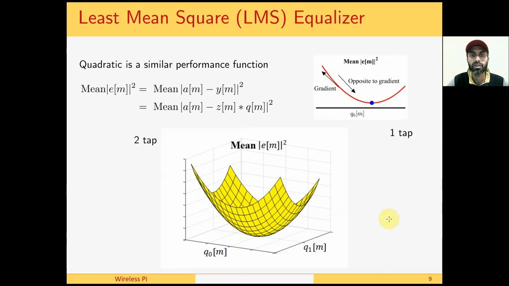Similarly, a quadratic function is a very similar performance function, which is given for one tap. Here we can see the gradient and we want to travel opposite to the gradient in a slow manner by applying a set of brakes and leaving them such that we eventually come to rest at this point. For a two tap equalizer, this performance function is given by a shape like this. It is difficult to imagine this for more number of taps.